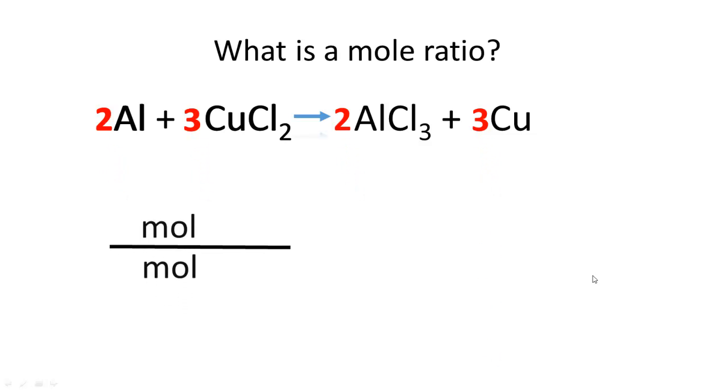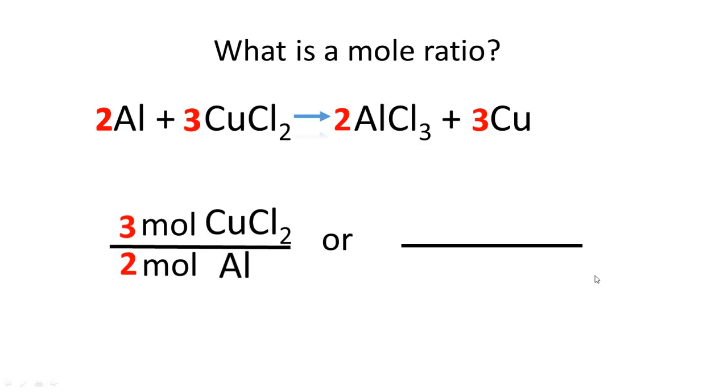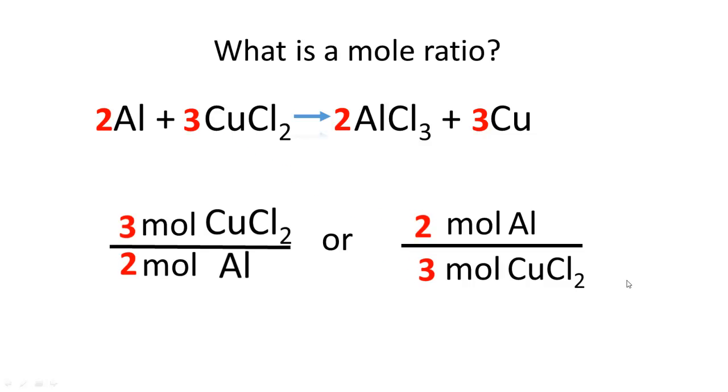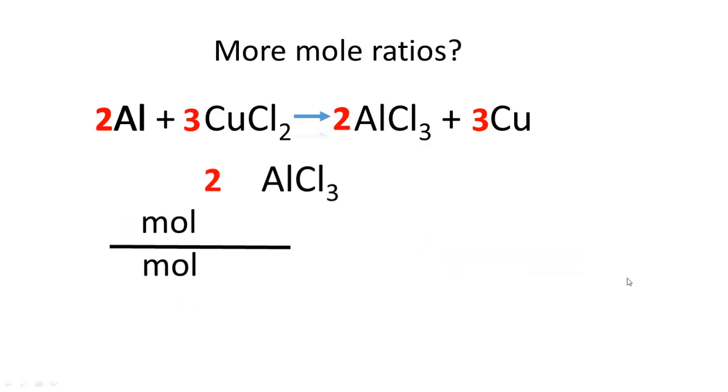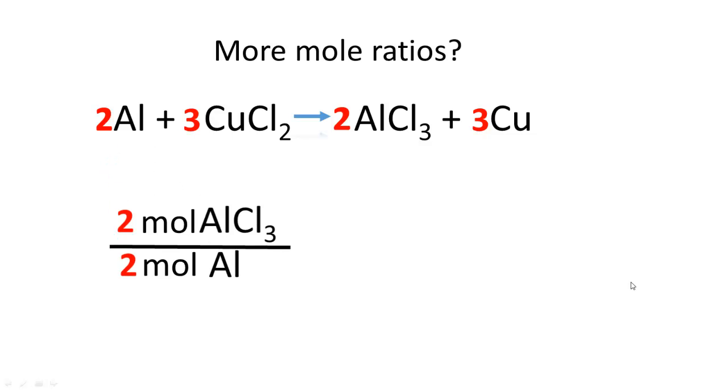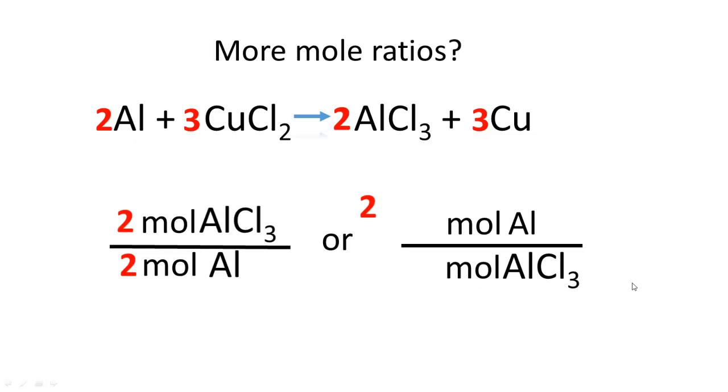So we could put these values in any mole-to-mole ratio that we wish. So again, the mole-to-mole ratio of copper chloride to aluminum would be 3 to 2, and we get those values from the coefficients we use to balance the equation. Another possible mole ratio, looking at moles of aluminum to copper chloride, again we would just use the coefficient values involved with balancing the reaction. And other mole ratios from this equation could be 2 moles of aluminum chloride to 2 moles of aluminum, and we could have 2 moles of aluminum to 2 moles of aluminum chloride. So the type of problem we're solving for would determine which mole ratio we would use.